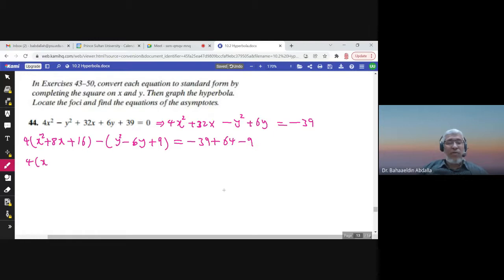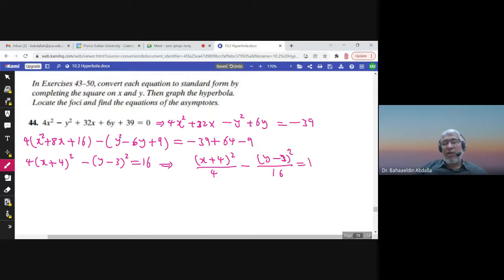So I have 4 times x plus 4 squared. Square root of 16 is 4. Y minus square root of 9 is 3 squared. And I have here negative 39 plus 64 minus 9, that's 16. Dividing by 16, I will have x plus 4 to the power 2 over 16 over 4 is 4. And here y minus 3 squared over 16 equals 1. So that's the equation of the hyperbola written in the standard form.